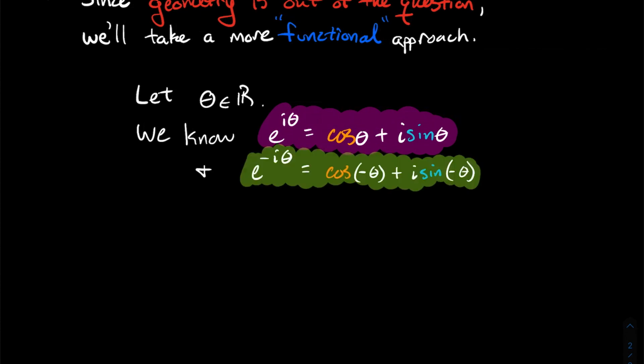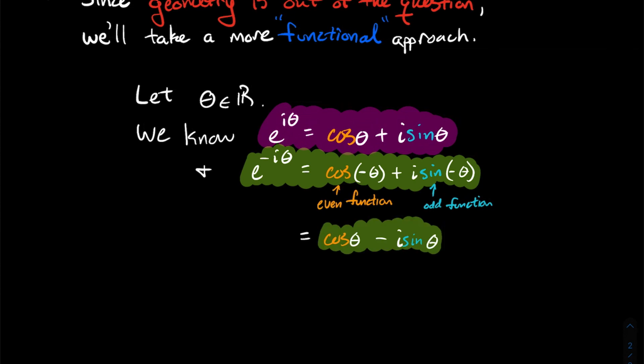And what else? Well, I could plug in minus i theta into this exponential, and I get this expression here. And I know that cosine of minus theta, I know that minus goes away. And I know that the minus inside sine of theta, I know that that comes out, right? That's using the even and the odd properties of cosine and sine. So that this green expression can be rewritten as just cosine of theta minus i sine of theta.